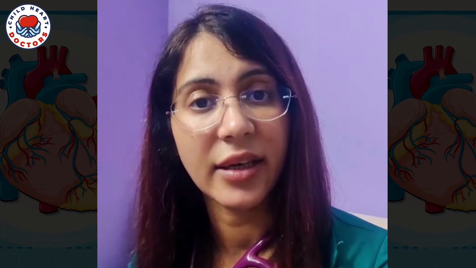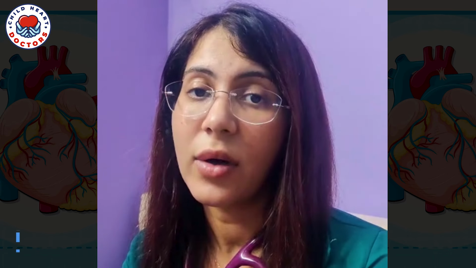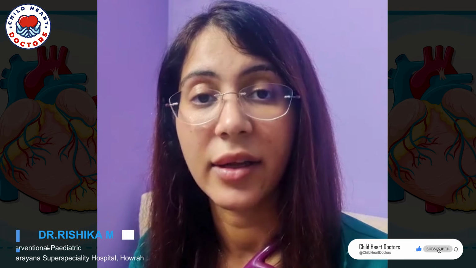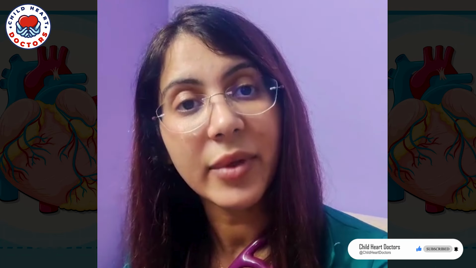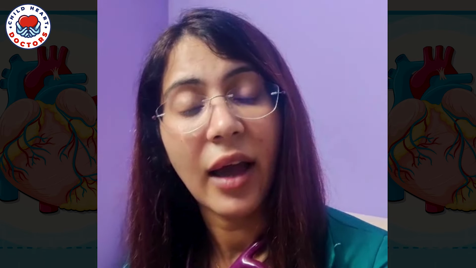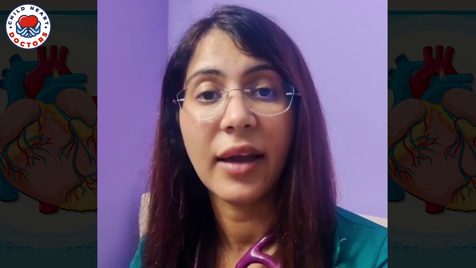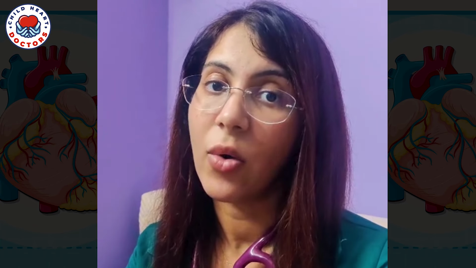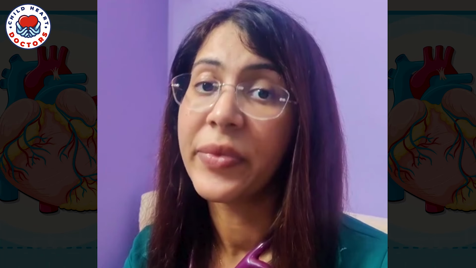So these VSDs, ASDs, PDAs are called the acyanotic heart diseases, where the children are pink, they are not blue, but they have multiple symptoms like recurrent cough and cold, babies don't grow well, they have a lot of sweating, and they catch recurrent chest infections. These are our pink babies or the acyanotic heart disease.